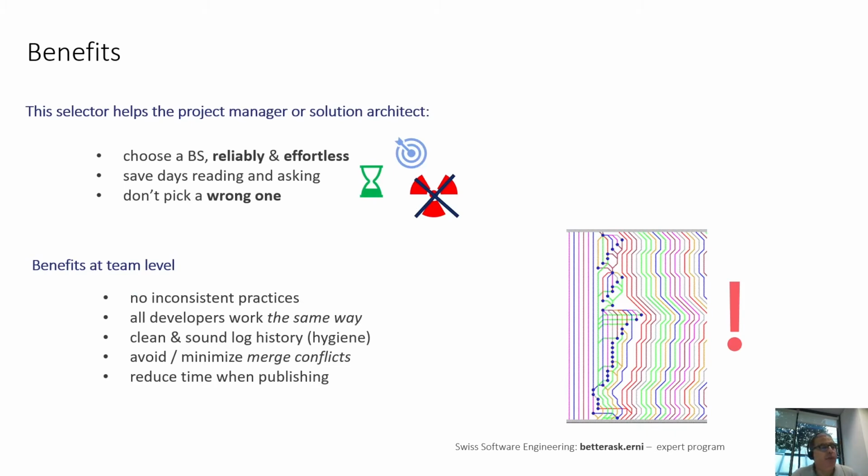Okay, the benefits of these things. For example, the selector, as we said before, will help you choose one very easily. It will save the project manager days of reading and asking colleagues, and will assure you don't pick a wrong one. At team level, the benefits are the following.